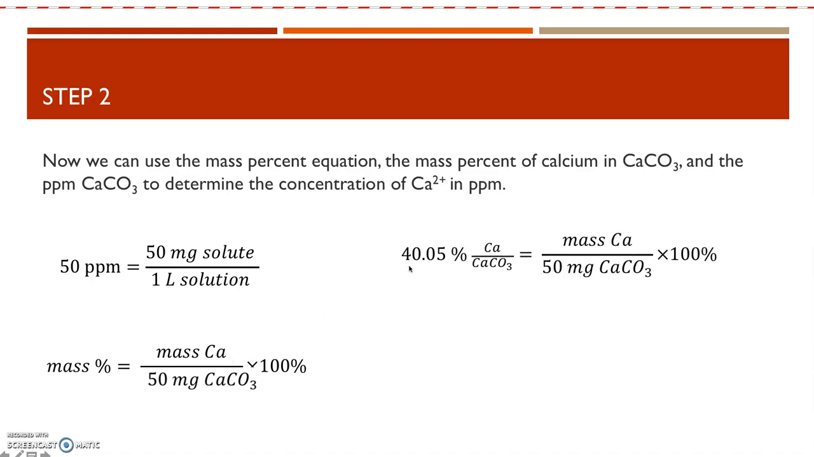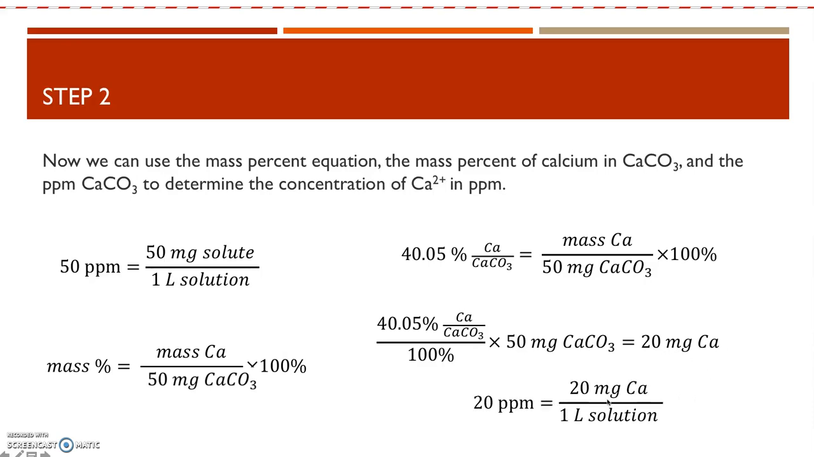So here's my mass percent of calcium in calcium carbonate from step 1. I have my 50 milligrams of calcium carbonate from the measurement that I'm trying to convert, 50 parts per million, and now I'm going to solve for the mass of calcium. So I divide both sides by 100%, I multiply both sides by 50 milligrams, and that will give me 20 milligrams of calcium ions, or calcium in general, calcium atoms. So 20 parts per million is 20 milligrams of calcium for every 1 liter of solution. So that's exactly how we get from the 50 parts per million of calcium carbonate to 20 parts per million of just calcium.